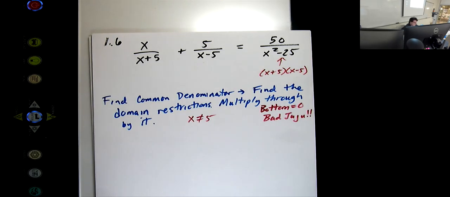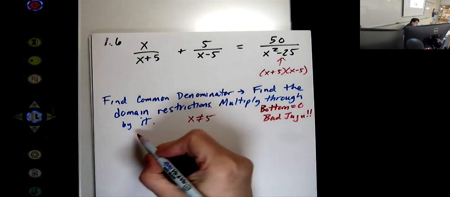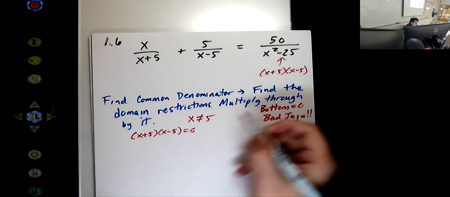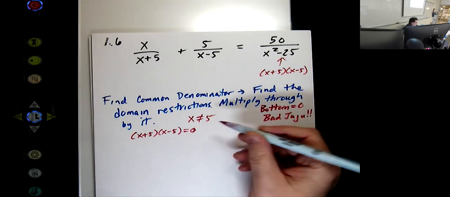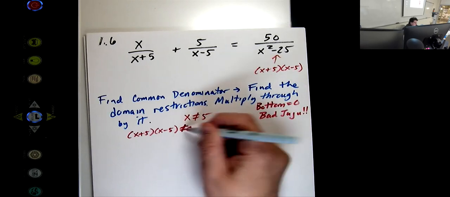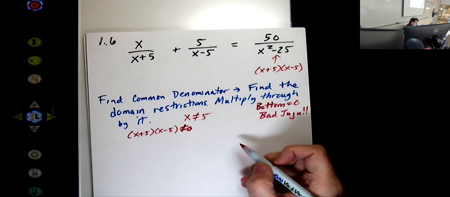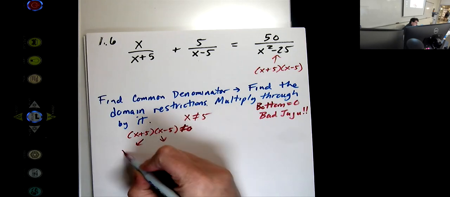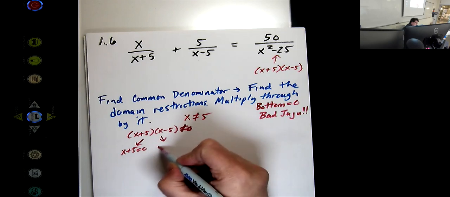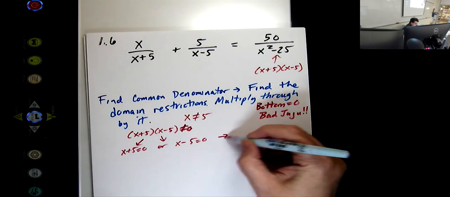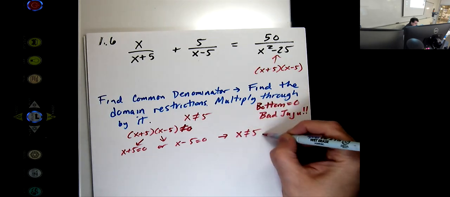One way to do it is when you have the common denominator, take the common denominator and set it equal to 0, and solve for the things that would solve this. The solutions of this are the bad juju ones. So I'll say not equal to 0. In this case, we don't want x plus 5 to equal 0 or x minus 5 to equal 0. So we get x can't equal 5. It also can't equal negative 5.